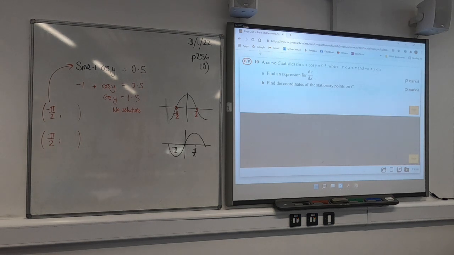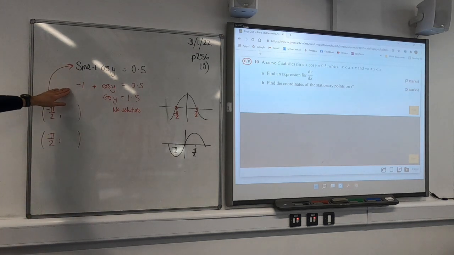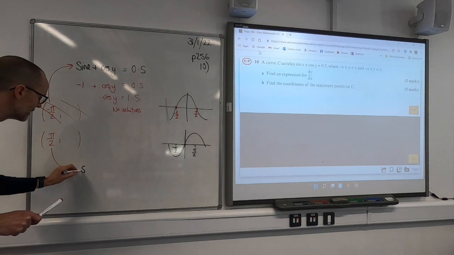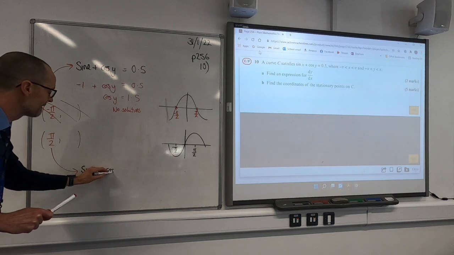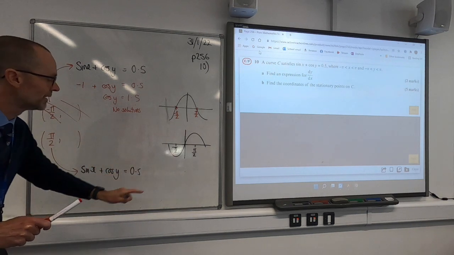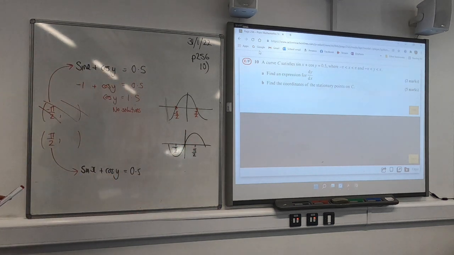Yes, so we find that when x is minus pi over 2, we go back to our original equation, the sine of minus pi over 2 is minus 1. So we end up with cos y is 1.5. No solutions. So even though the turning point could potentially have been here, it can't be here because there's no valid solutions. So instead, let's try pi over 2 into the same original equation. Sine of pi over 2 is plus 1.